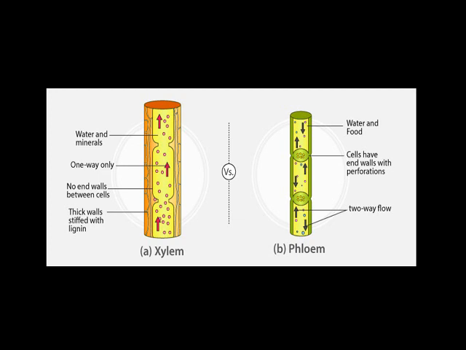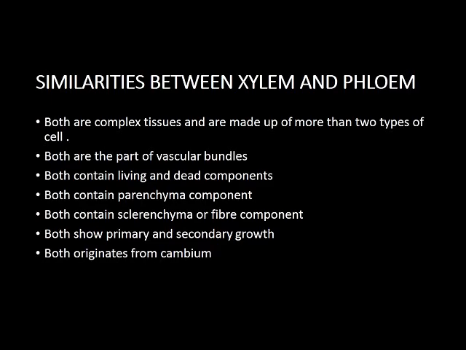So the movement of food has to be in two ways. Okay, and here in xylem, there is no end wall in between the cells. These xylem cells are arranged one above the other, and there is a continuous formation of long pipes. Whereas in case of phloem, there are perforated ends. Okay, in case of xylem, their cell wall is thick as they have to provide mechanical strength, whereas in case of phloem, they are not very thick because most of them are living tissue.